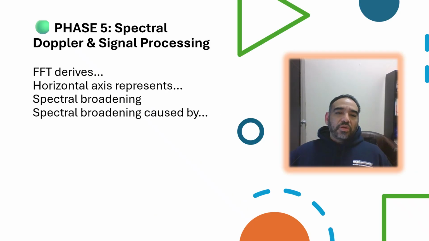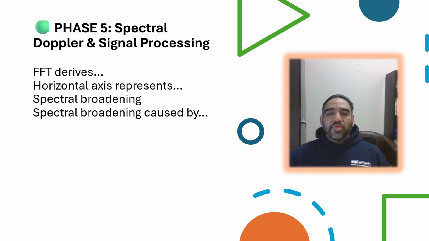So continuing with the same format, in this phase we're focusing on how Doppler frequency shifts are converted into spectral display that you interpret clinically. We'll begin with the fast Fourier transform, or FFT, which is a mathematical algorithm, and we'll discuss what it actually derives, the Doppler spectrum. And this is the mathematical process that separates the complex frequency information into individual velocity components. Then we're going to clarify what the horizontal axis represents on the spectral display, time, and how that relates to the cardiac cycle and waveform repetition.